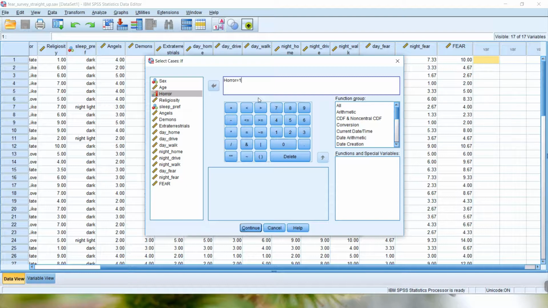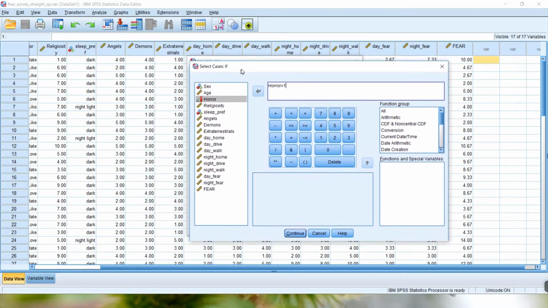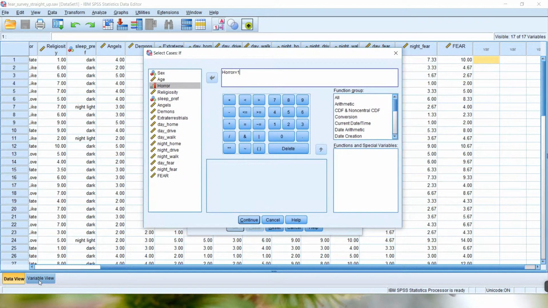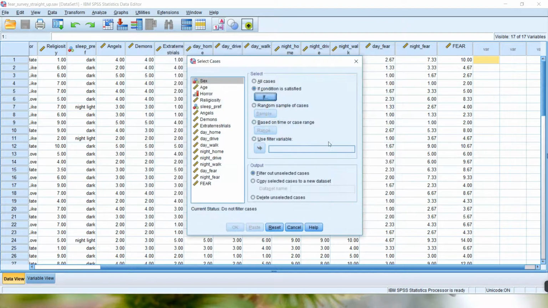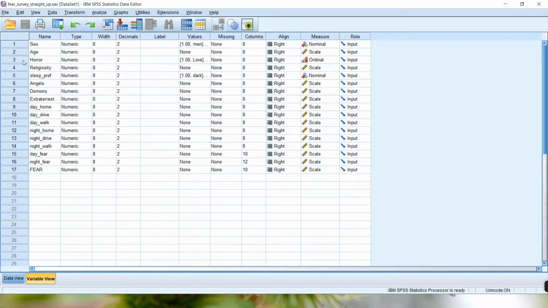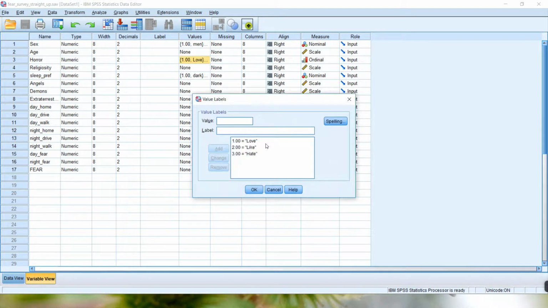In SPSS, the program doesn't understand love, like, and hate. It understands 1s, 2s, and 3s. So let's see if we can figure that out here. I'm going to have to go to variable view. Let's figure out how we coded love, like, and hate. And it looks like that's exactly what we did. Love, like, and hate is 1, 2, and 3.